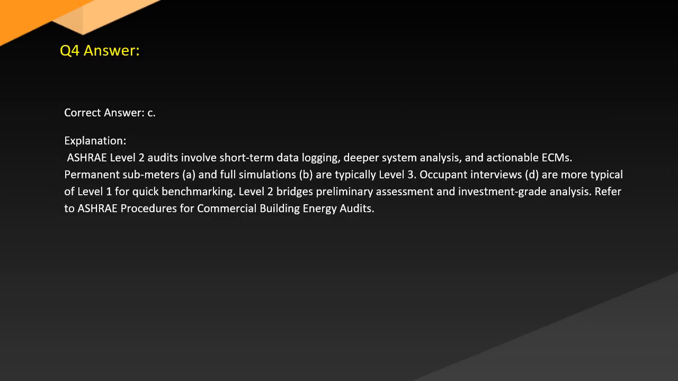Answer. Correct answer: C. Explanation. ASHRAE Level 2 audits involve short-term data logging, deeper system analysis, and actionable ECMs. Permanent submeters and full simulations, B, are typically Level 3. Occupant interviews, D, are more typical of Level 1 for quick benchmarking. Level 2 bridges preliminary assessment and investment grade analysis. Refer to ASHRAE procedures for commercial building energy audits.